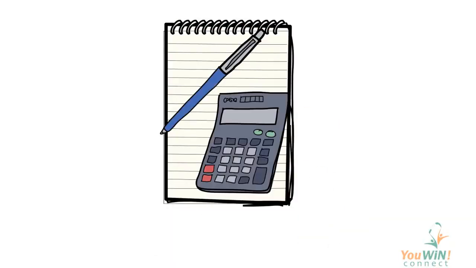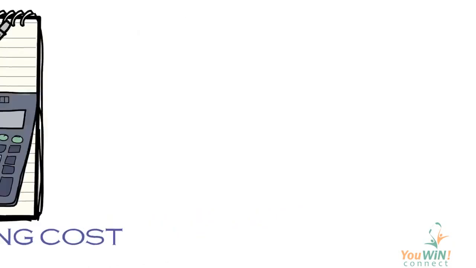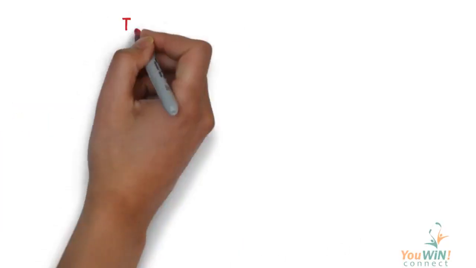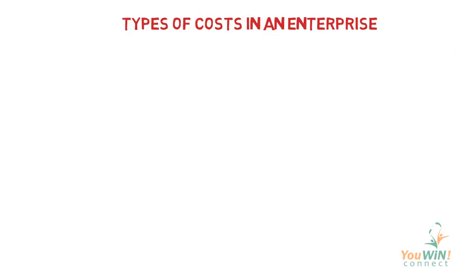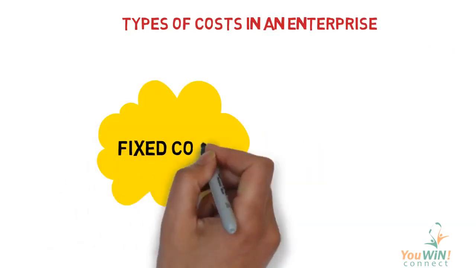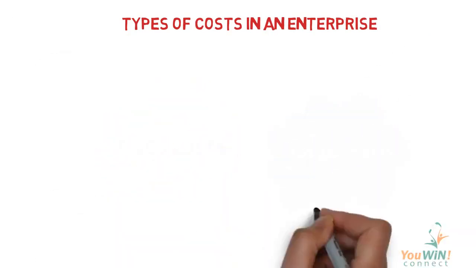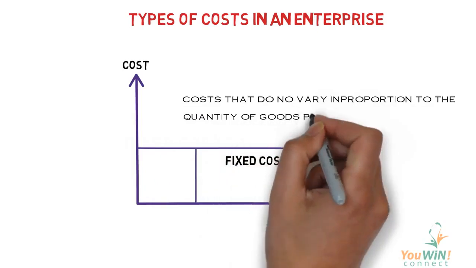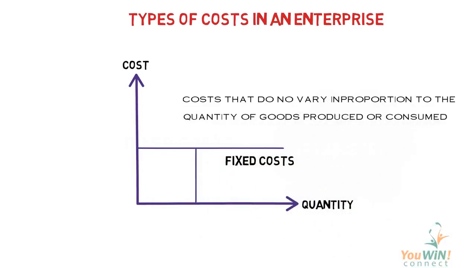Now we go to section 2, controlling costs. This section is broken down into sessions. The first session, we are going to look at types of costs in an enterprise. There are two types of costs we are going to focus on: fixed costs and variable costs. Fixed costs are costs that do not vary in proportion to the quantity of goods produced or consumed.